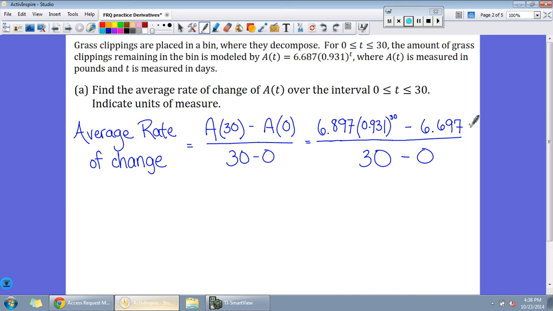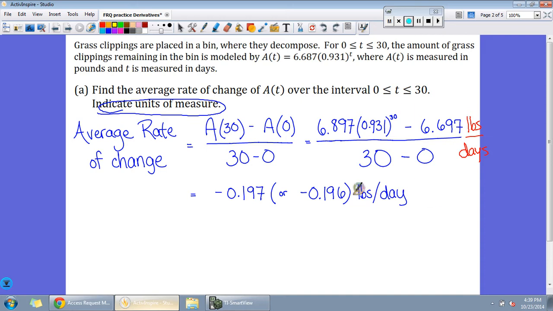You do not have to simplify, but they did say indicate units of measure. So you need to make sure you have pounds per day. However, if you have your calculator and you have time, you want to simplify, you may totally do that. They're looking for negative 0.197 or negative 0.196 pounds per day.